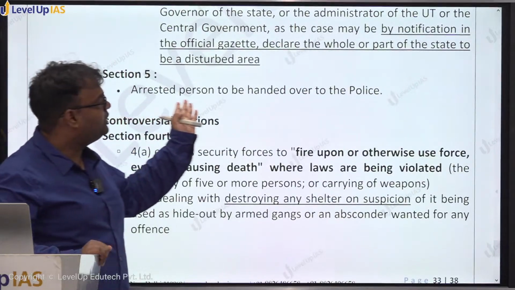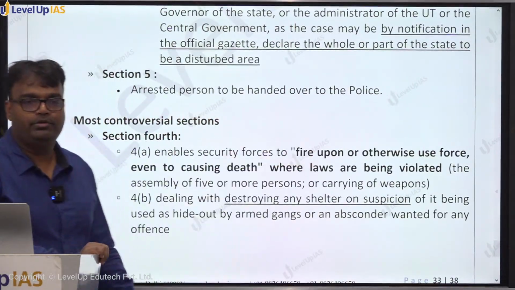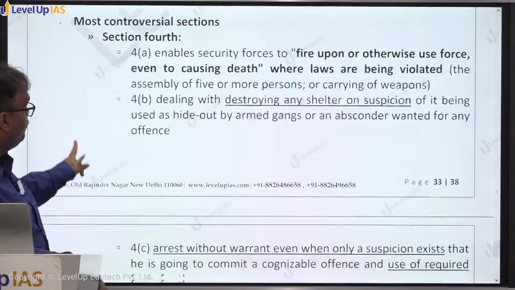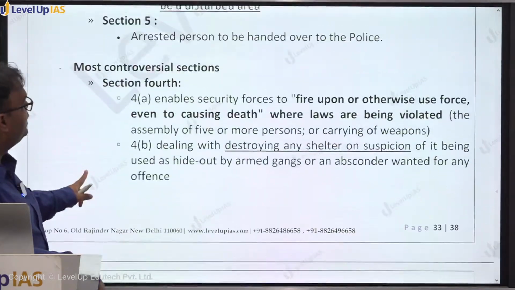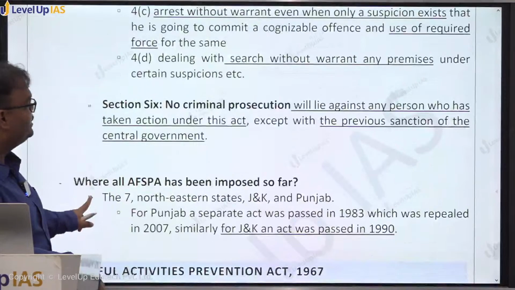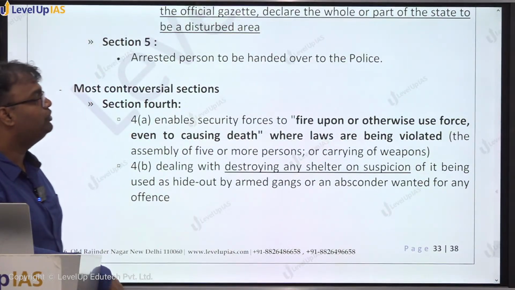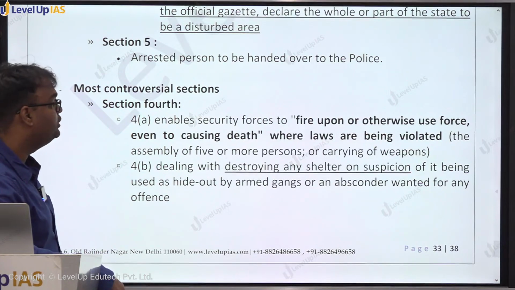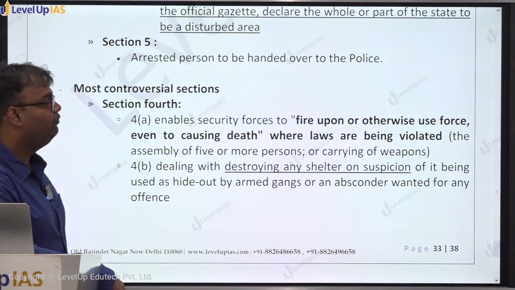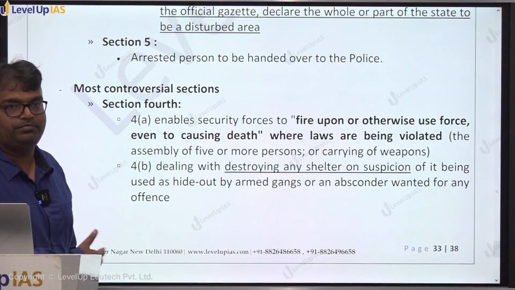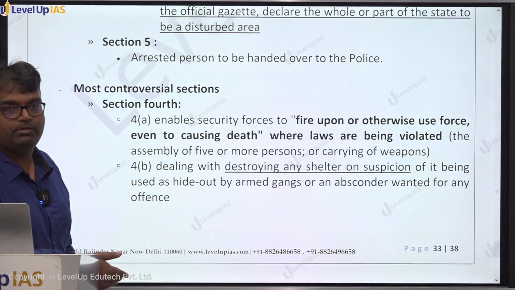Section 5, arrested person to be handed over to the police. But the most important provisions or the most controversial provisions are Section 4 and Section 6. What does Section 4 say? 4A enables security forces to fire upon or otherwise use force even to causing death where laws are being violated. जहां पे AFSPA लगा हुआ है, आपको फायरिंग की परमिशन है.